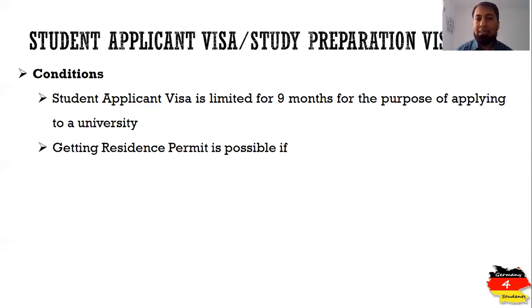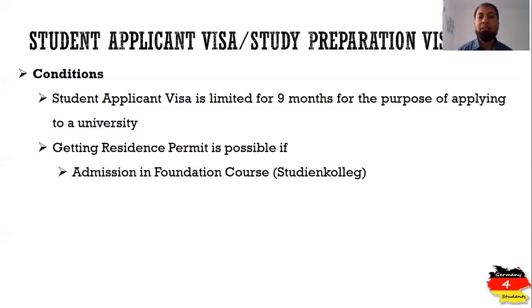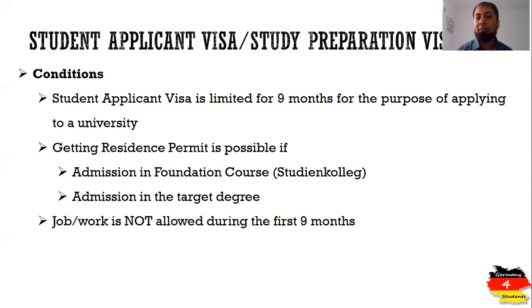Now, this type of visa, the student applicant visa, can be extended after 9 months. So it's possible that you get a residence permit. Under what conditions? Either you get an admission in the foundation course or the student college, or you get admission in the target degree, whatever you want to study, either a bachelor or a master degree. So these are the two conditions under which it's possible to get an extension of your 9 months visa, and you can stay for a longer period of time if you fulfill these requirements.